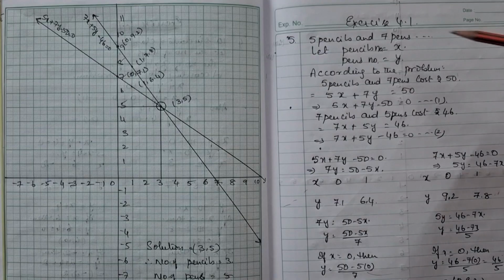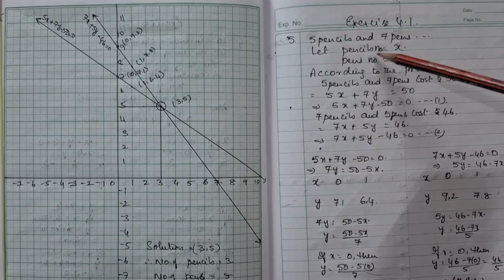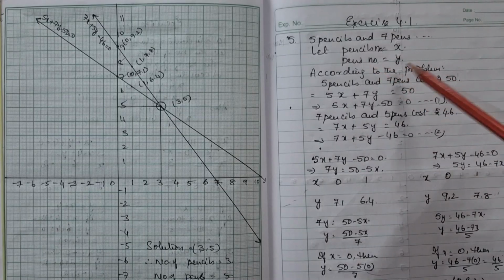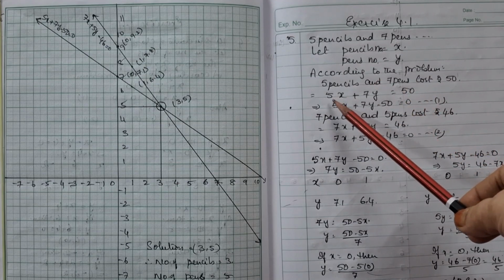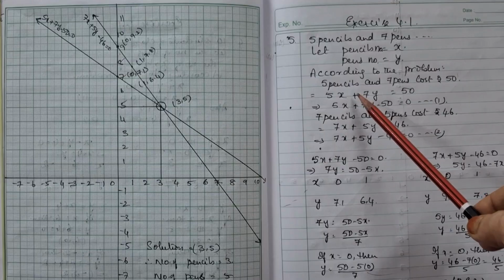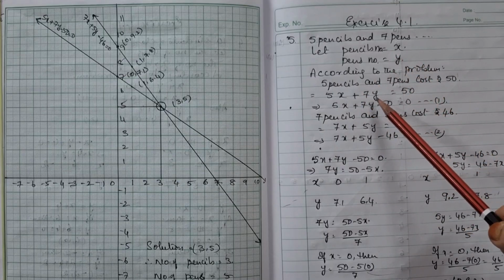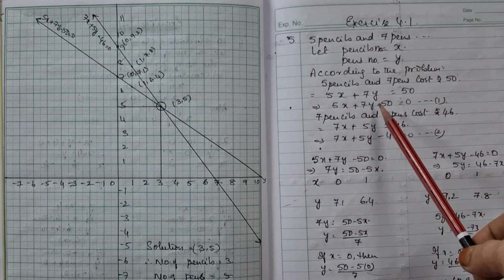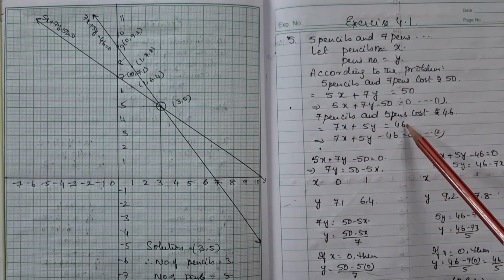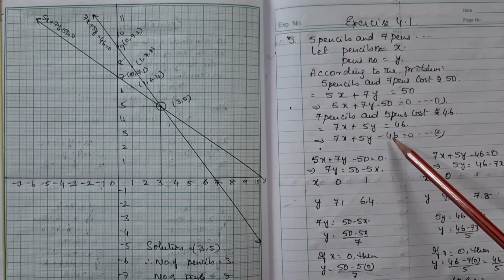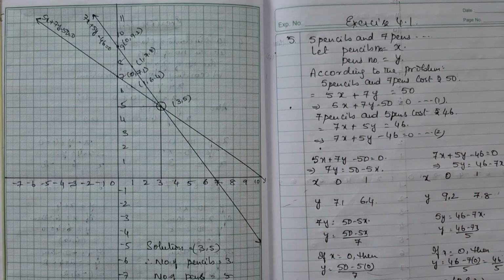See, let us consider the cost of a pencil as x. Pencil I wrote x, pen y. According to the problem, 5 pencils and 7 pens cost 50 rupees. Means 5 pencils means 5 into x, 5x, plus 7 pens, 7 into y, 7y is equal to 50. That means 5x plus 7y minus 50 is equal to 0. This is the first equation. And the second equation, 7 pencils and 5 pens cost 46: 7x plus 5y is equal to 46, 7x plus 5y minus 46 is equal to 0. That is the second equation.